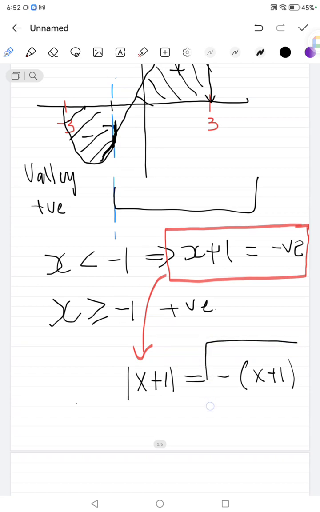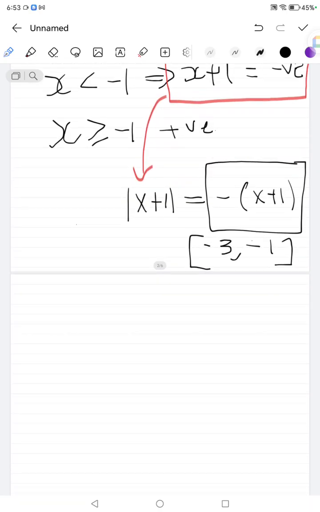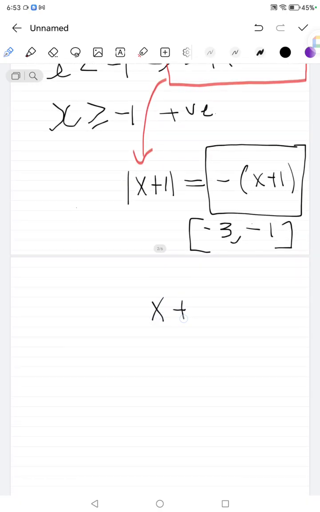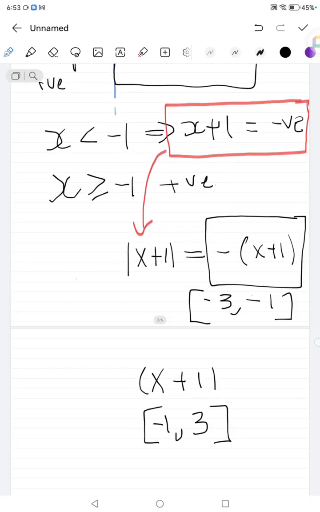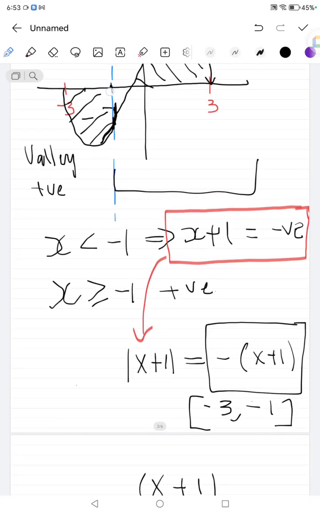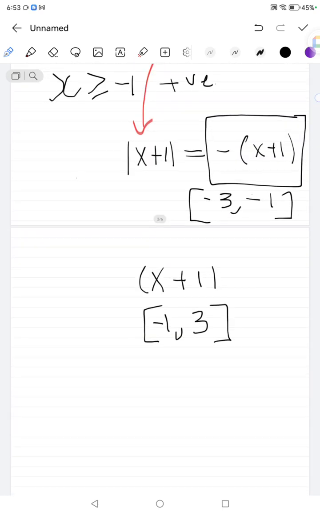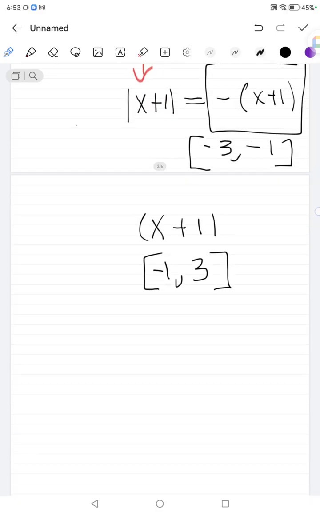This one that you see here will be in the region from -3 to -1. Then the x plus 1, which is still positive, is going to be from -1 to +3. So this is exactly where we're going to have that change of path, and as I've explained, this is how it is going to be.